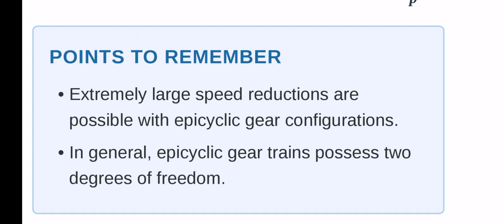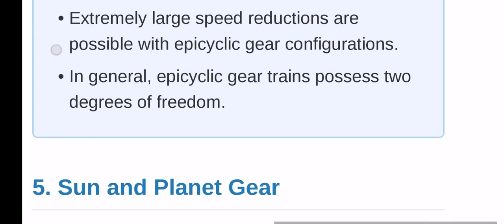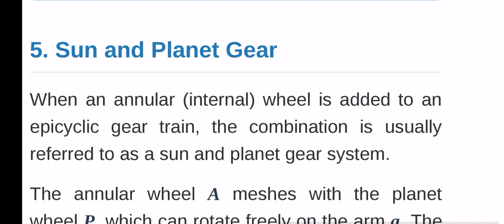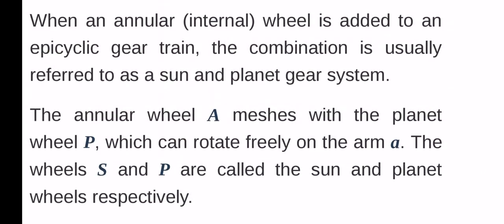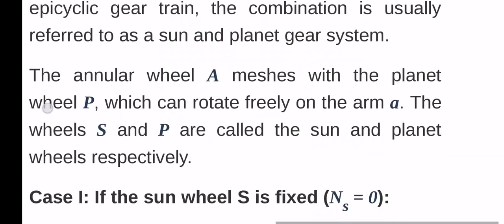In general, epicyclic gear trains possess two degrees of freedom, sun and planet gears. So when an annular internal wheel is added to an epicyclic gear train, the combination is usually referred to as a sun and planet gear system. The annular wheel A meshes with the planet wheel P, which can rotate freely on the arm. The wheels S and P are called the sun and planet wheel respectively.